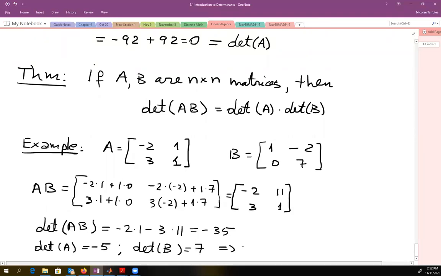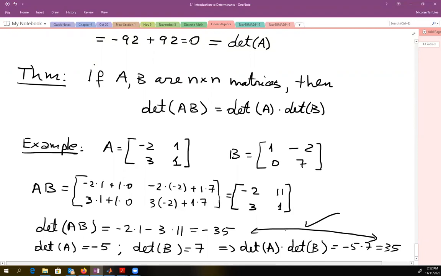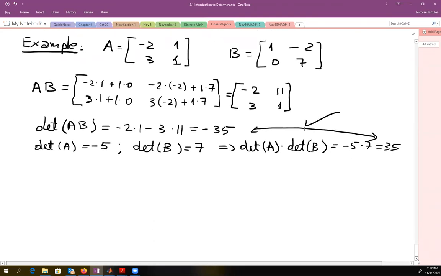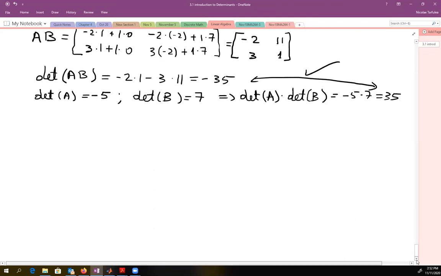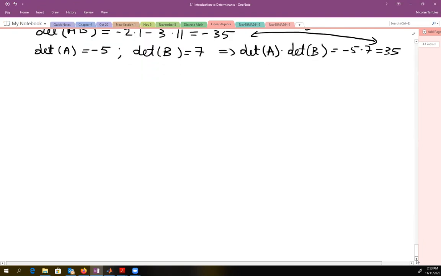And you observe that the product of these two determinants is what? Is negative 5 times 7, is the same thing, right? So this is indeed a true property, okay? Questions about this? So this is again an important and interesting property of the determinants. The determinant of a product of two matrices is equal to the product of the determinants.